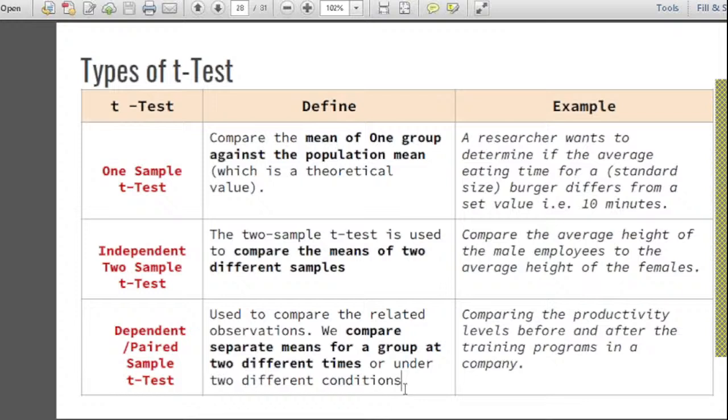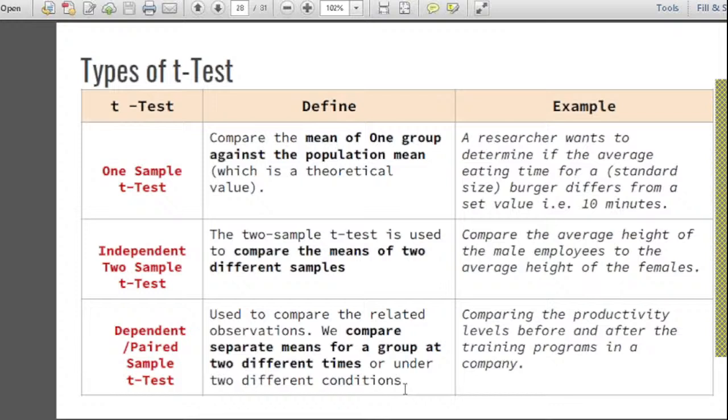Now, what will you do? You are going to do a t-test here to check whether the program was successful or not. And how will you measure whether this program was successful? If the productivity levels have gone up, you will say the program was successful.